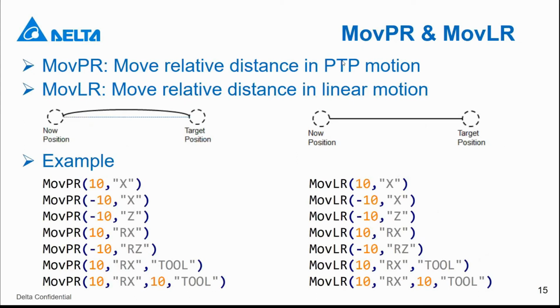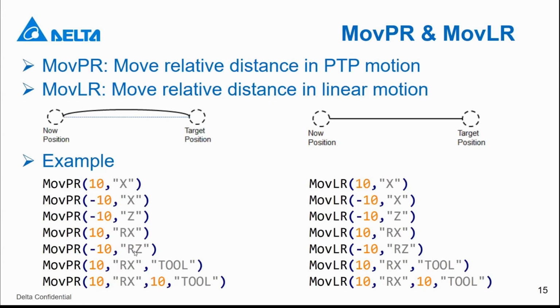And the next part is the relative distance motion. So it's similar. You have two versions. One is move PR, one is move LR. Move PR is move relative distance by P2P motion, and move LR is move relative distance in linear motion. So how to use it? In the move PR, you can assign one direction. Like here, we assign the X direction and want to move 10 millimeters positive. Of course, we can also use a negative value, then you will move the other direction, the negative direction.